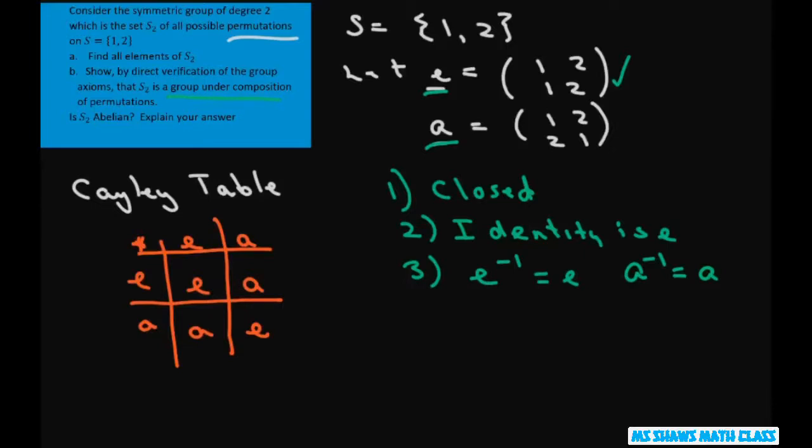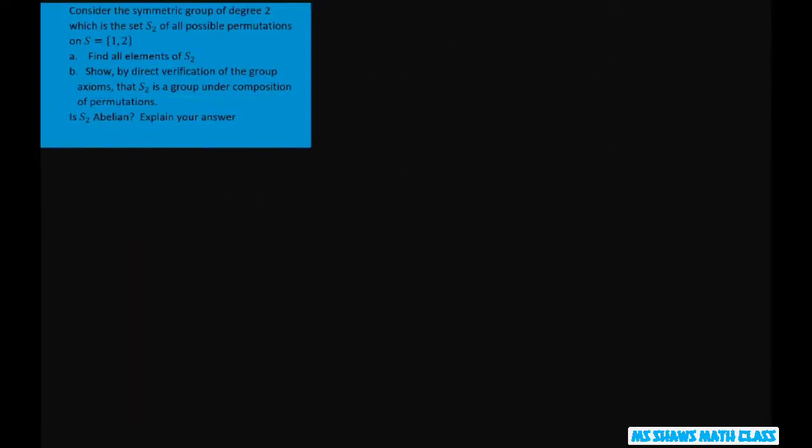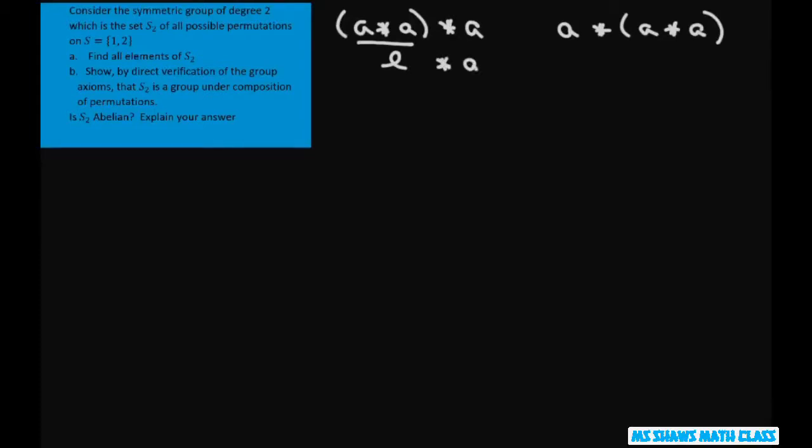And now all we have to do is the associative property. And that's going to take a long time. So basically for associativity, we're going to do A star A star A, and then we're going to do A star A star A with the other grouping. So, A star A is E according to our Cayley table. So that's E star A, and this equals A. And this is A star E, which equals A. All right, so that checks.